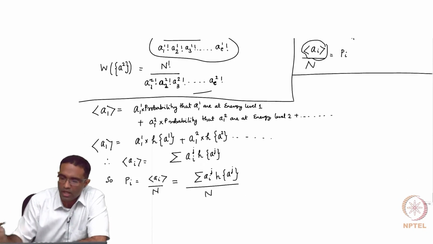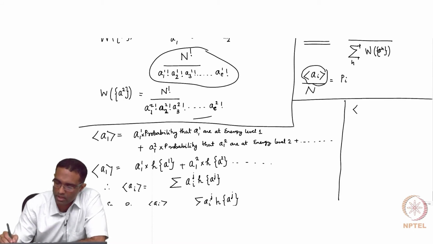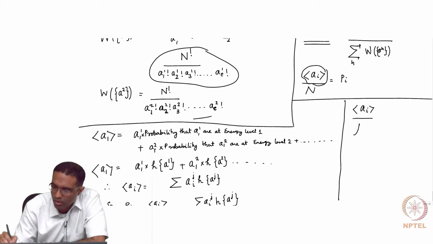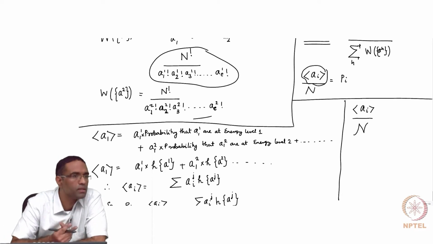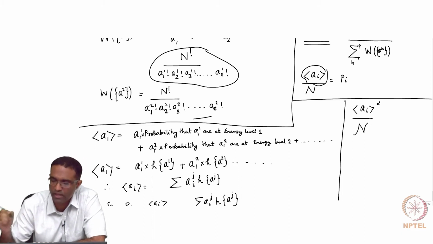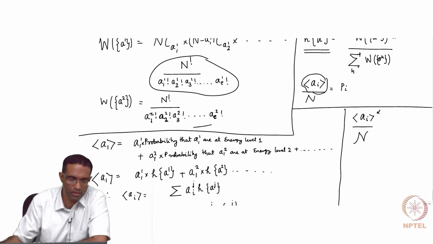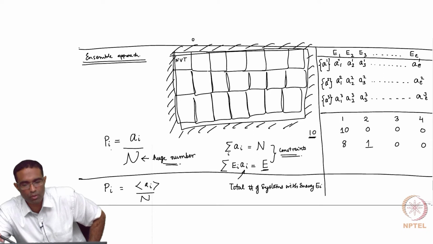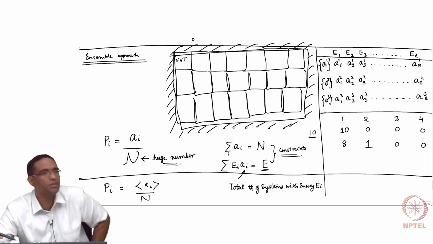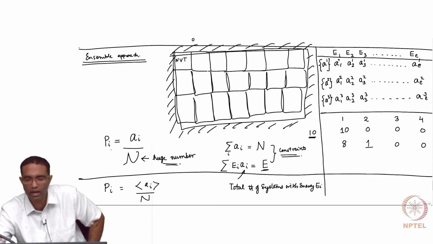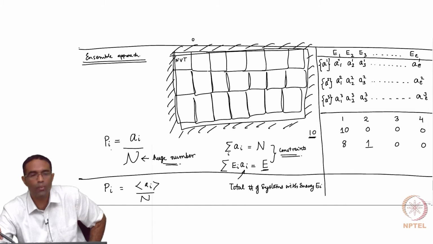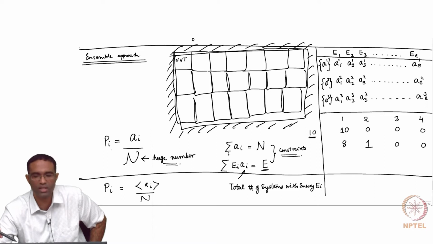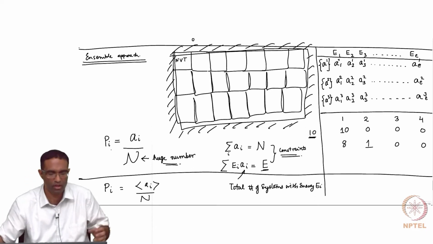Now, what do I want? Again reiterating the fact that what I essentially need is the average number of samples or systems with energy EI divided by total number of systems, which will give me the probability that the system has energy EI, right? So I need to find this out. How will I find this out? Let us take, for example, the average number of systems with energy E1. What would that be? That would be A11 times the probability that I can have A11 systems at energy E1, plus A12 times the probability that I can have A12 systems with energy E1, and A13 times the probability that I can have A13 systems with energy E1, and so on, which is what I have written down here.